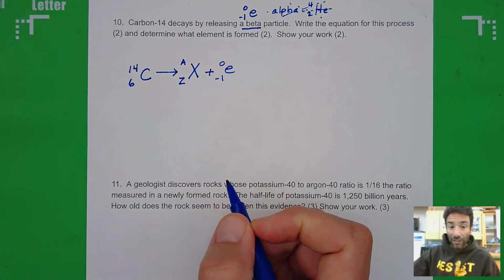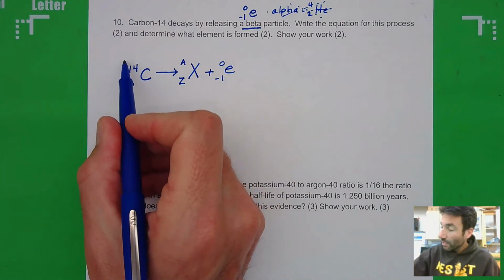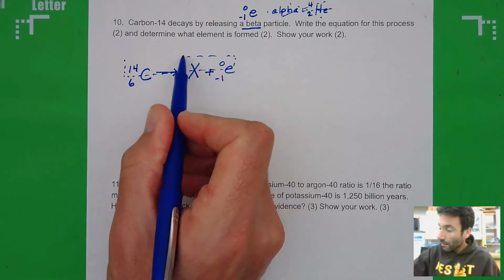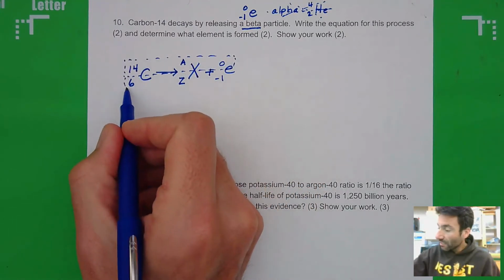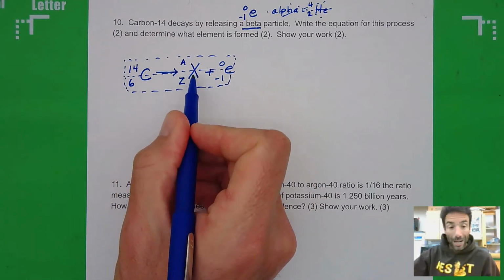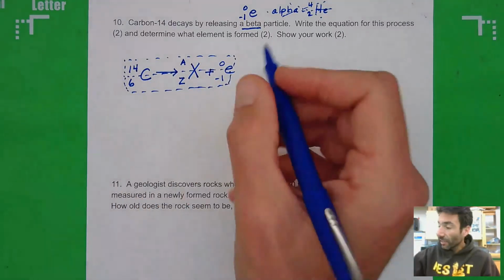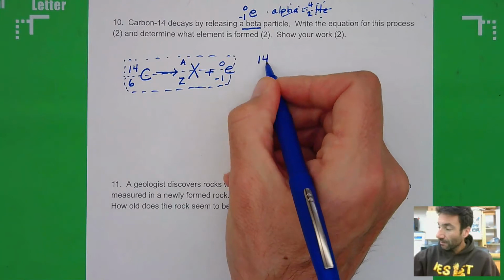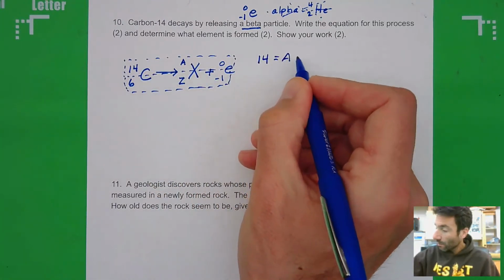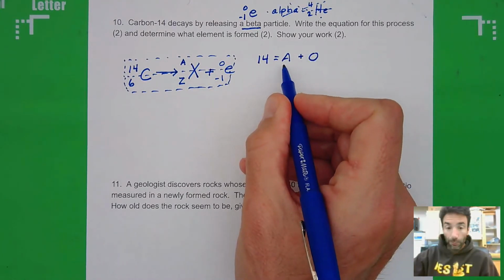Now I can break this down into a couple of simple addition, subtraction, algebraic equations here to figure out what is A and what is Z. Then I can use those numbers to figure out what X is. So let's take the top part first. So I can break that down into 14 equals A plus 0. Now I just need to solve for A.